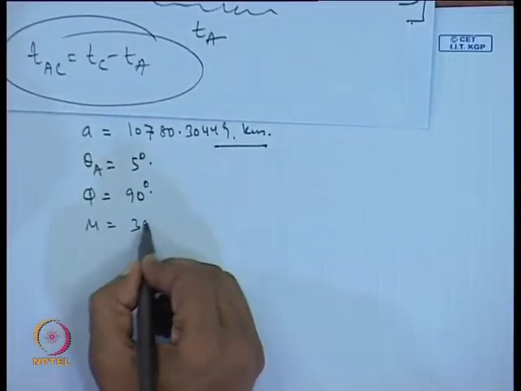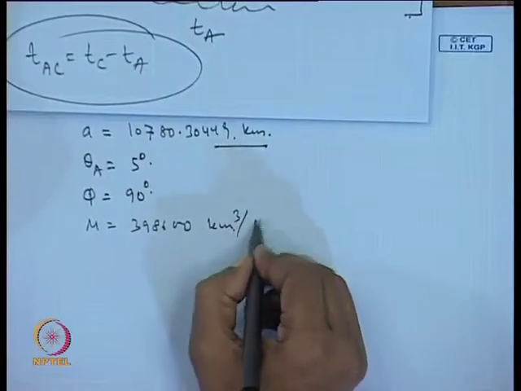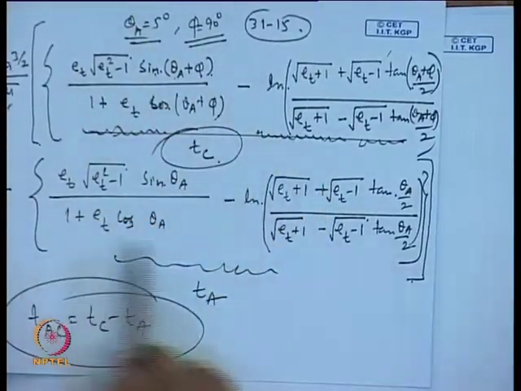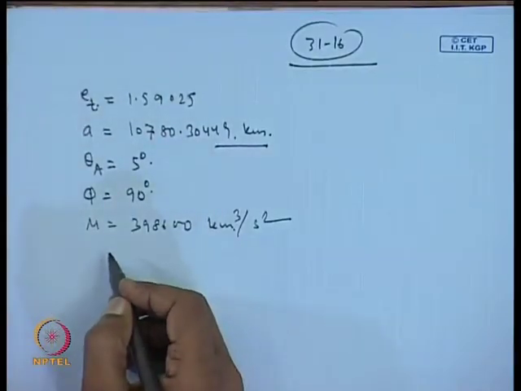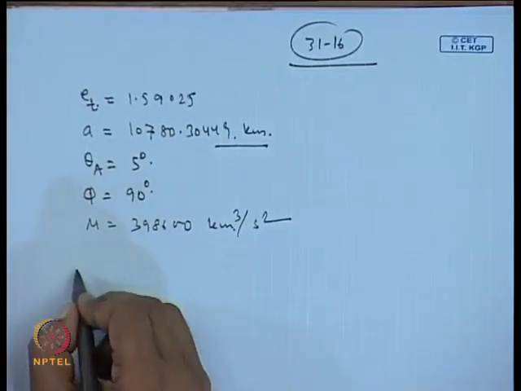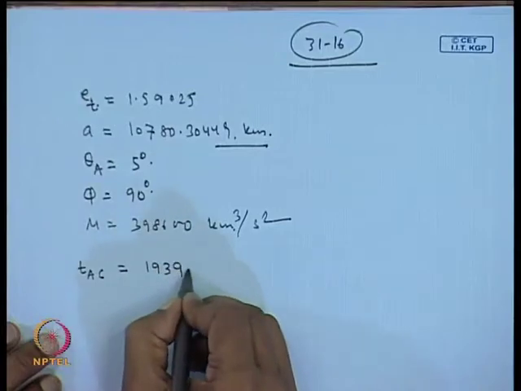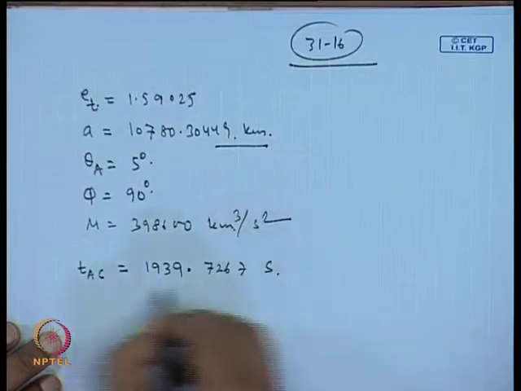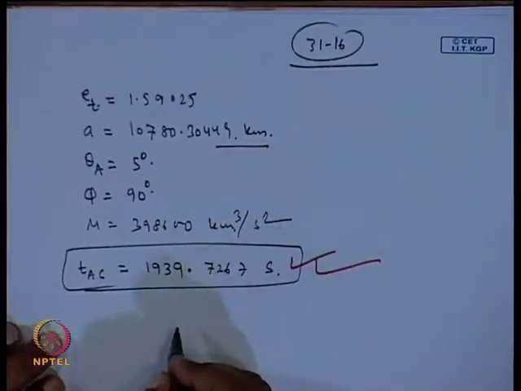Mu is already known to us, this is 3986000 kilometer cubed per second squared. Theta a and phi are known. Therefore, we can compute this quantity, and if you work it out, T a c will turn out to be 1939.7267 seconds. So, this is the value of T a c.